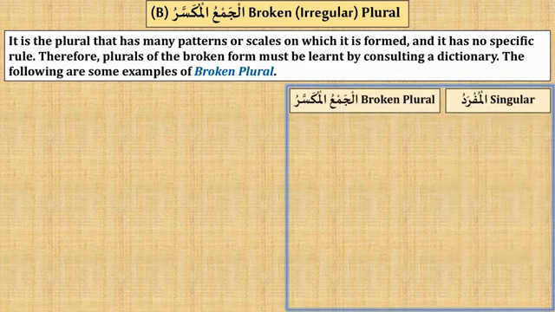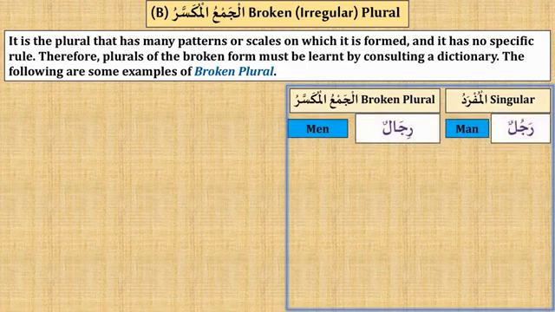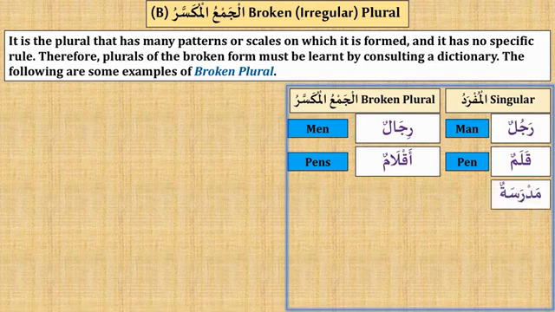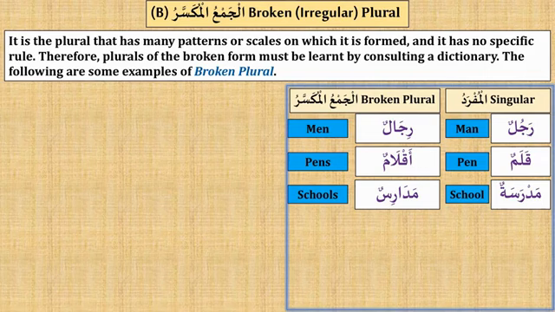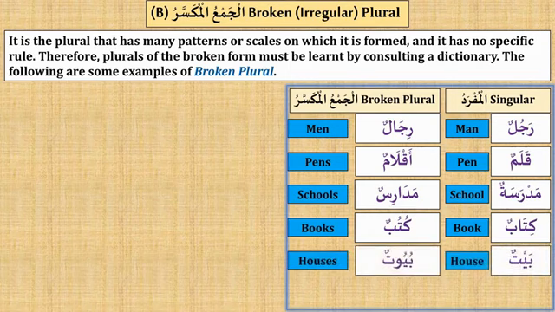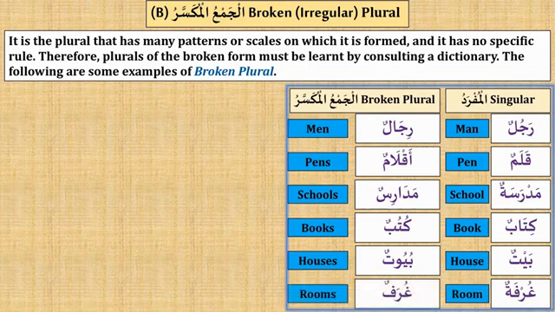Al-mufrad singular, al-jam'u al-mukassar, broken plural. رجل man, رجال men, plural. قلم pen, أقلام pens. مدرسة school, مدارس schools. كتاب book, كتب books. بيت house, بيوت houses. غرفة room, غرف rooms.